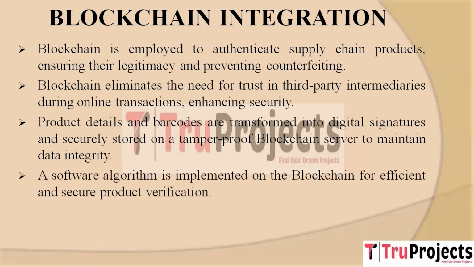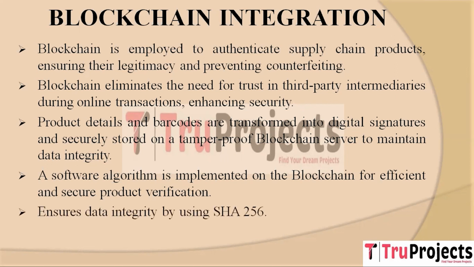Smart contracts are deployed on the blockchain network to facilitate the verification of product authenticity. This algorithm performs the necessary checks and validations to ensure that the product details match the information stored on the blockchain. It contributes to the efficiency and security of the product verification process, reducing the risk of counterfeit products entering the supply chain.